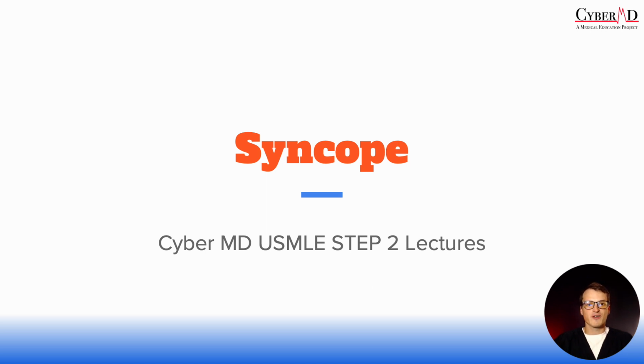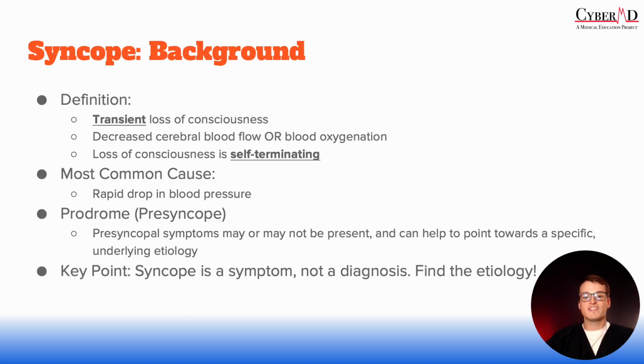Now, let's get started. Alright, so syncope is characterized as a transient loss of consciousness that is self-terminating. This loss of consciousness is primarily going to be due to decreased cerebral blood flow or a reduction in blood oxygenation. It's a sudden and temporary event that can occur in various circumstances, and understanding those nuances of the various etiologies is vital in your clinical practice.